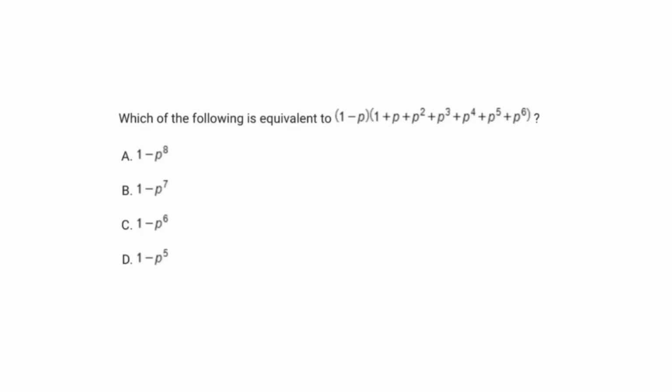and therefore that is our answer. All right, so this problem says, which of the following is equivalent to 1 minus p times 1 plus p squared?